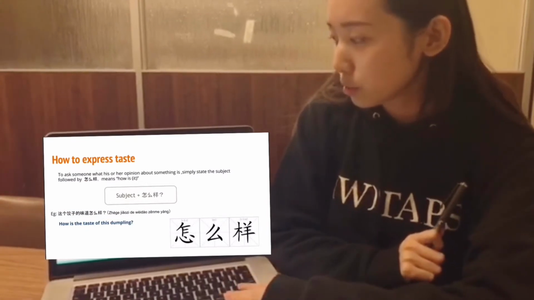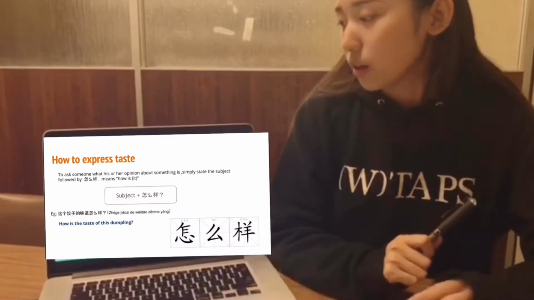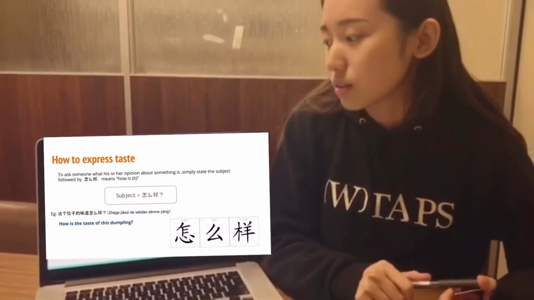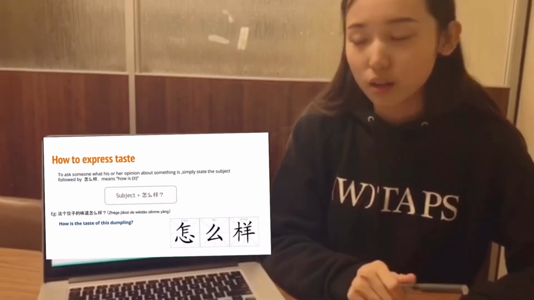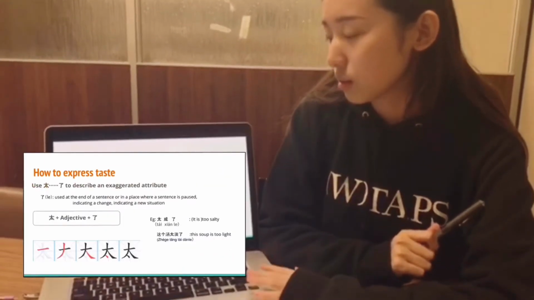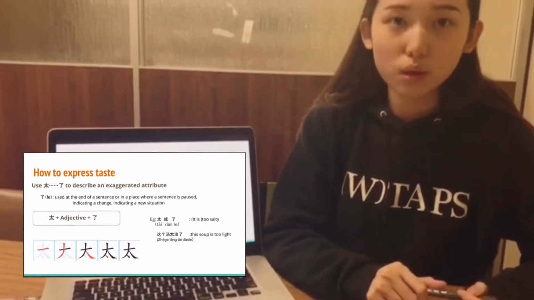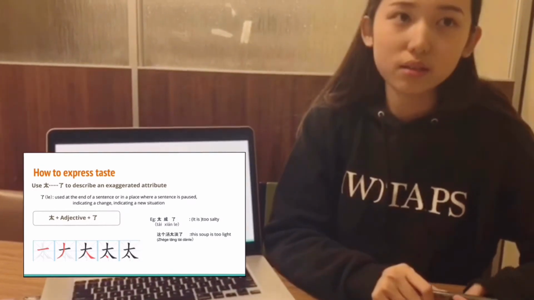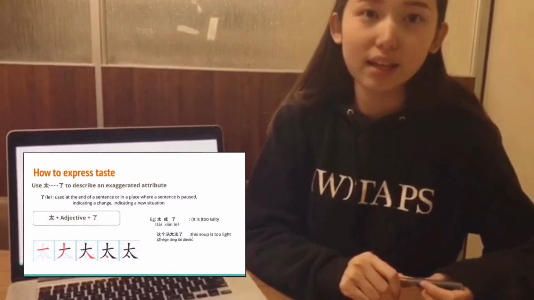And we go back to this slide. So, when someone asks you how is the taste of this dumpling, 这个饺子味道怎么样? You can answer it is too salty or it is too light. It means 太咸了或太淡了.